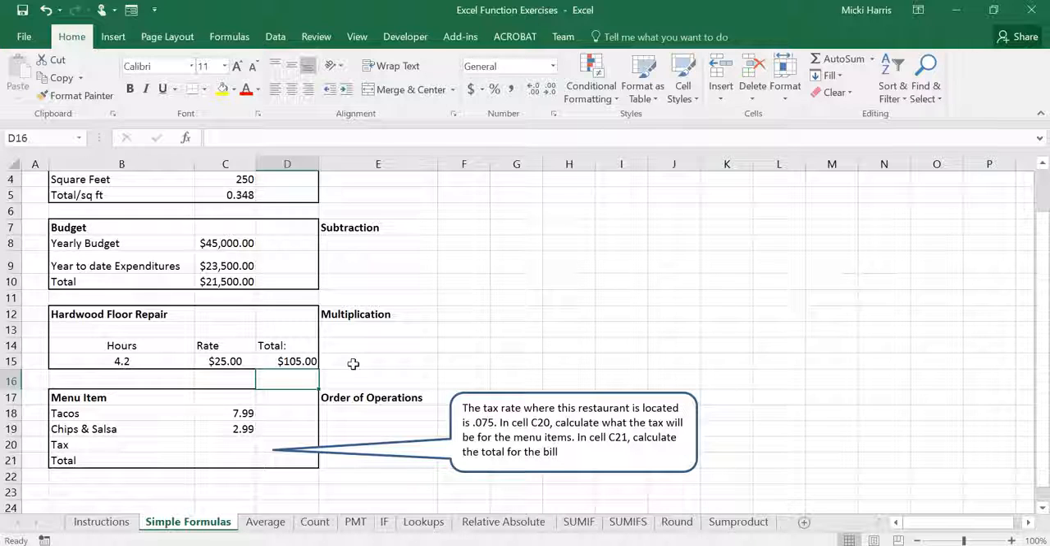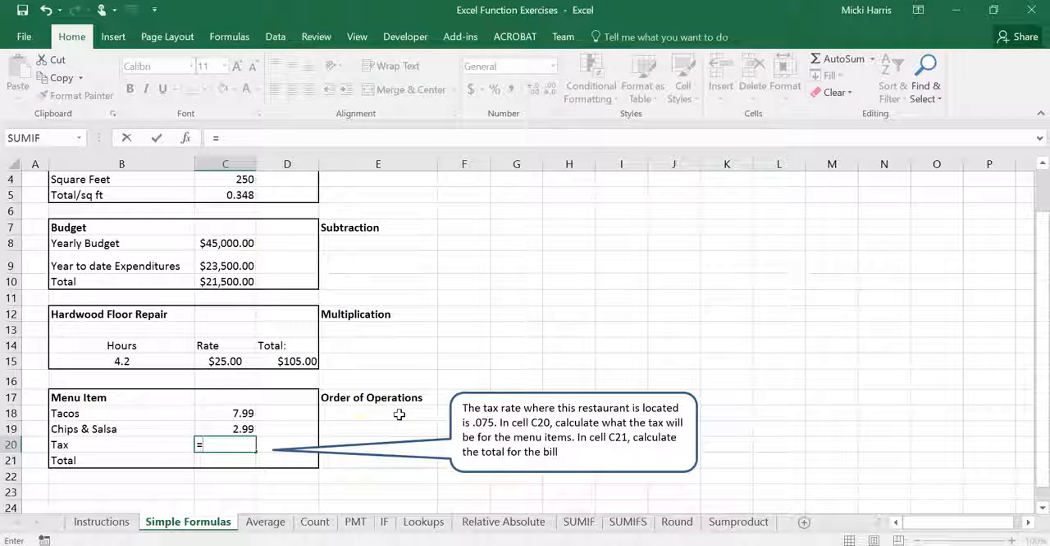All right, so I went out to eat for lunch, and it looks like I had some tacos and some chips and salsa. I must have had a bad wait person because I have to calculate my own bill. So I know that the tax rate in this particular city is 0.075. So the first thing I need to do is calculate what the tax is going to be on the two items that I had for lunch.